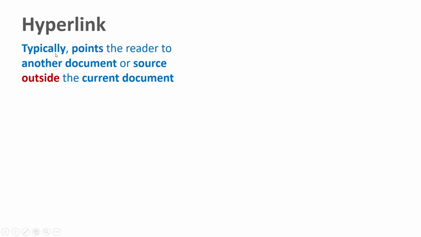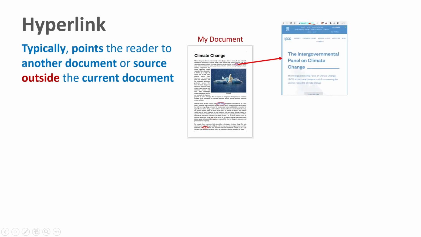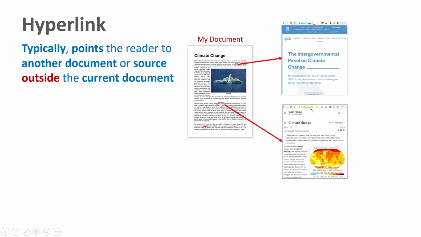A hyperlink typically points the reader to another document or source that is outside your current document, the document on which you are working. So let's say, for example, I'm working on this particular document and I want to create a hyperlink at this particular point in my document. So when I click on this text, I will be led to a source that is outside my document, like a web page. If I create a hyperlink here, I will be again led to a source that is outside my document, like a Wikipedia page or any other online link.